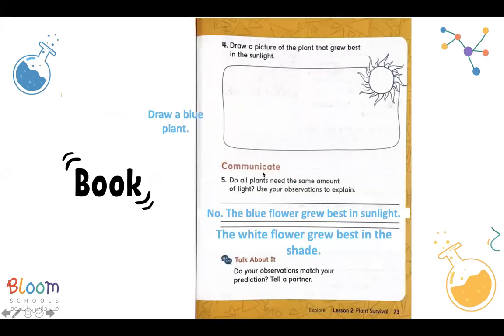Next page. We are going to draw here. Draw a picture of the plant that grew best in sunlight. So we're going to draw a blue plant, just a simple plant with blue petals, for example.